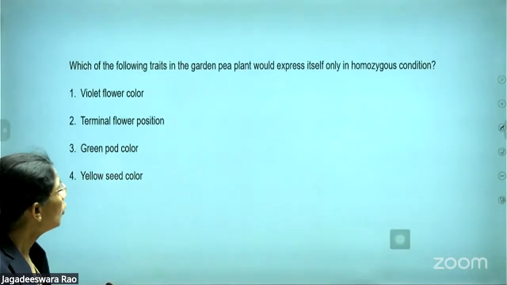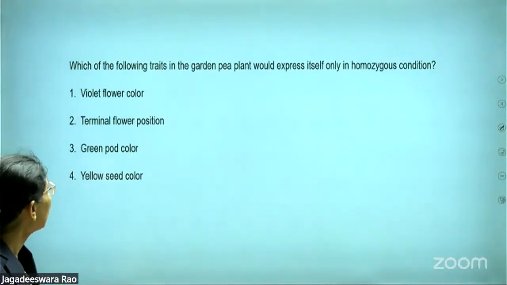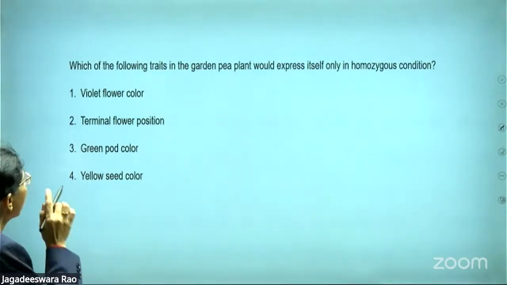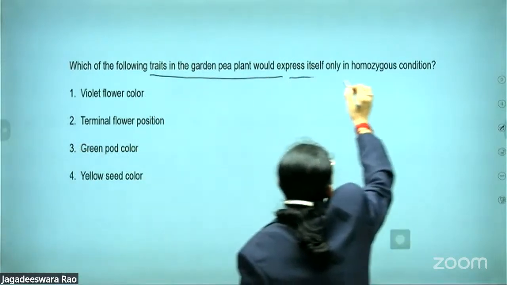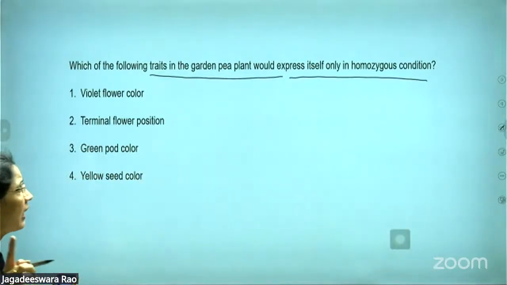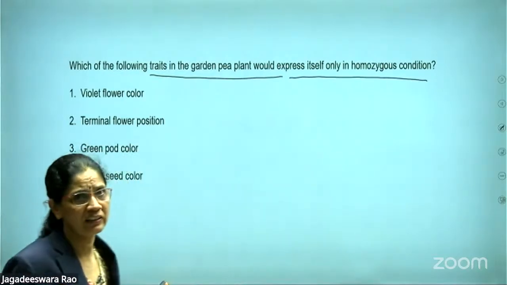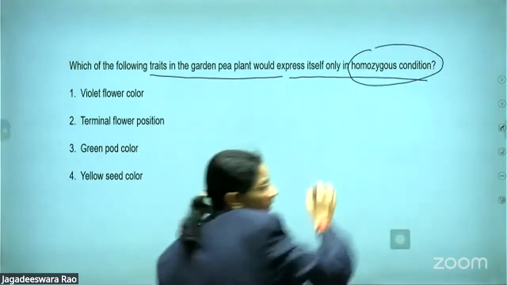Now, next one: which of the following traits in the garden pea plant would express itself only in a homozygous condition? Be clear with what the question is asking, then only try to answer. When can a trait express only in homozygous condition? When it is recessive. If it is dominant, it can be expressed in homozygous as well as heterozygous condition. Now they are asking only homozygous condition, so it should be a recessive character.